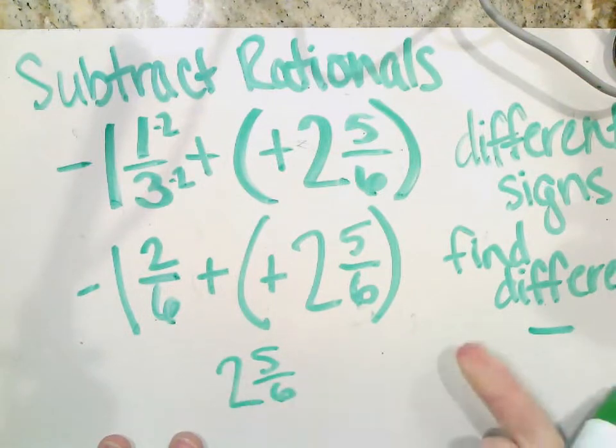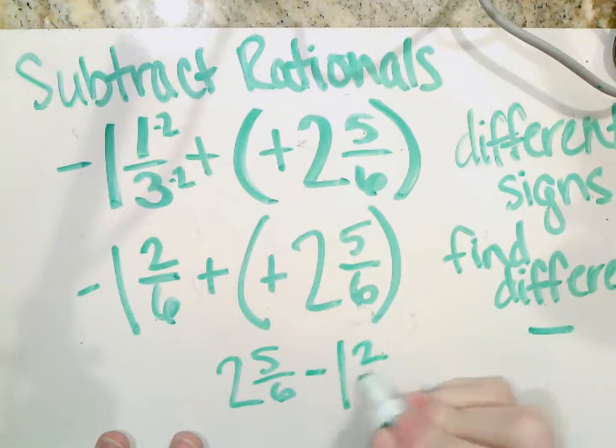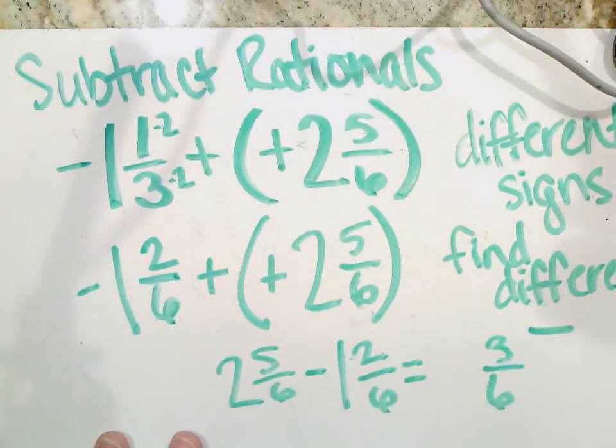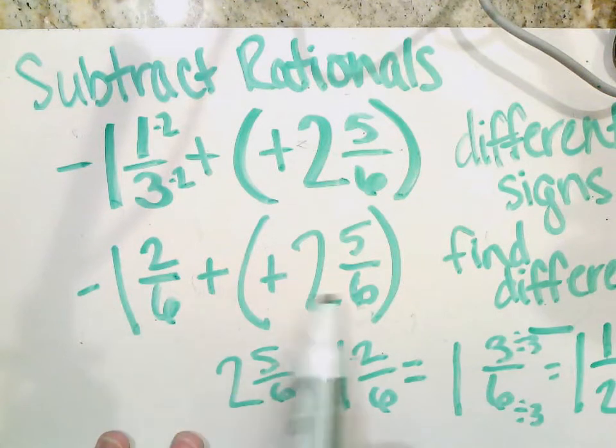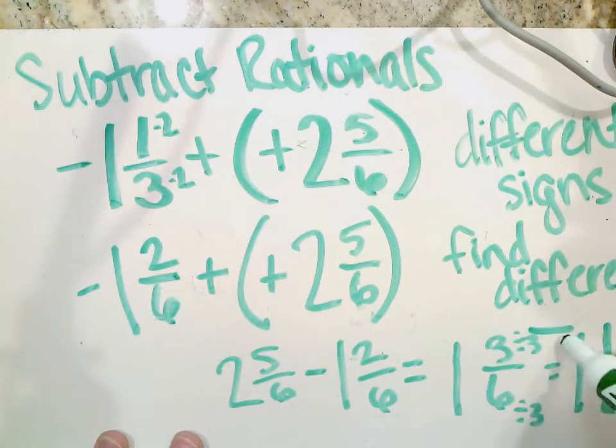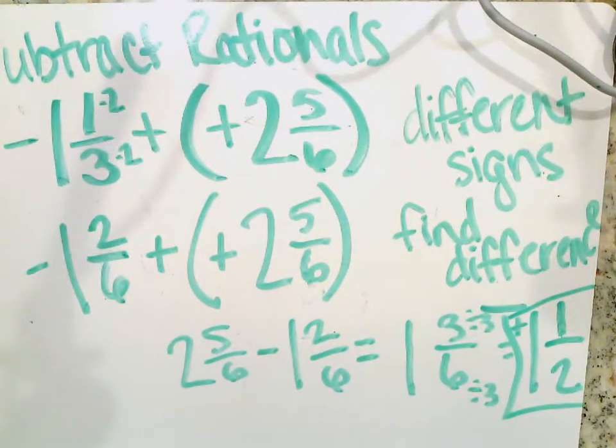I've got to put the bigger one on top, obviously, minus 1 and 2/6. Well, 6 stays the same. 5 minus 2 is 3. 2 minus 1 is 1. And then this is going to reduce. It's a fraction. You always have to reduce or simplify. Sorry, I shouldn't say reduce. I should say simplify. 1/2. And then which absolute value is larger? Is it the 1 or is it the 2? Well, the 2 is bigger, so we're going to say this is a positive 1 and 1/2. Sorry, coming off the page.